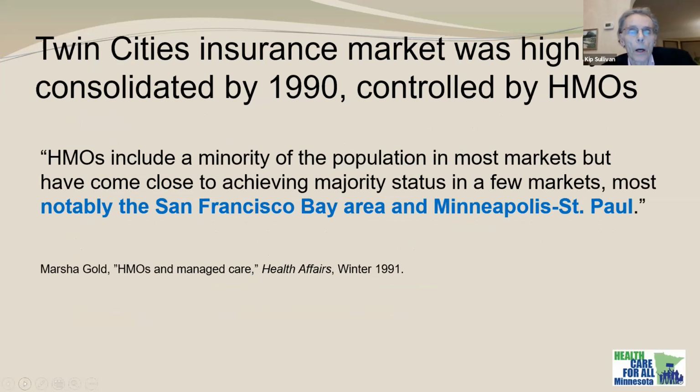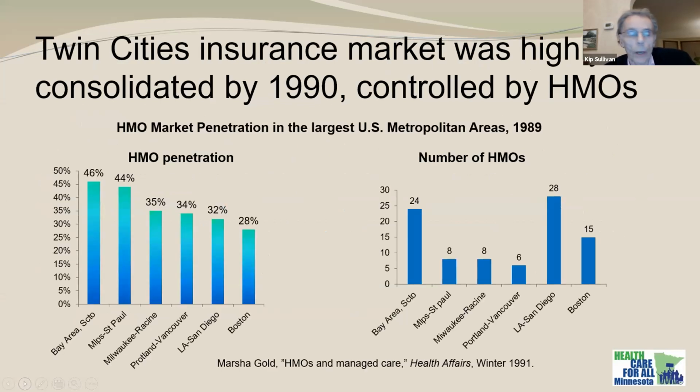Here is a report on the penetration of HMOs in metropolitan markets that appeared in 1991. You can see that the authors are saying that HMOs have achieved almost majority status in a few markets, notably the San Francisco Bay Area and Minneapolis, St. Paul. Here is some data from that report. You see here in this left graph that the Bay Area had 46% of their residents enrolled in HMOs, compared to 44% for the Twin Cities. There were some other metro areas coming up behind the Twin Cities, but they were substantially behind.